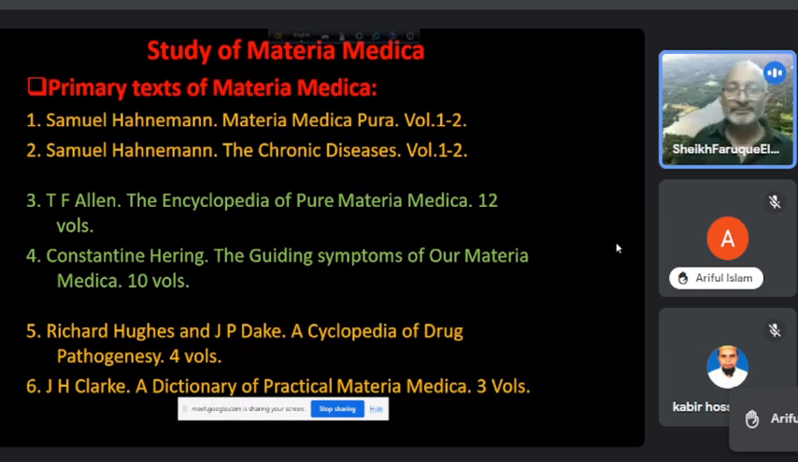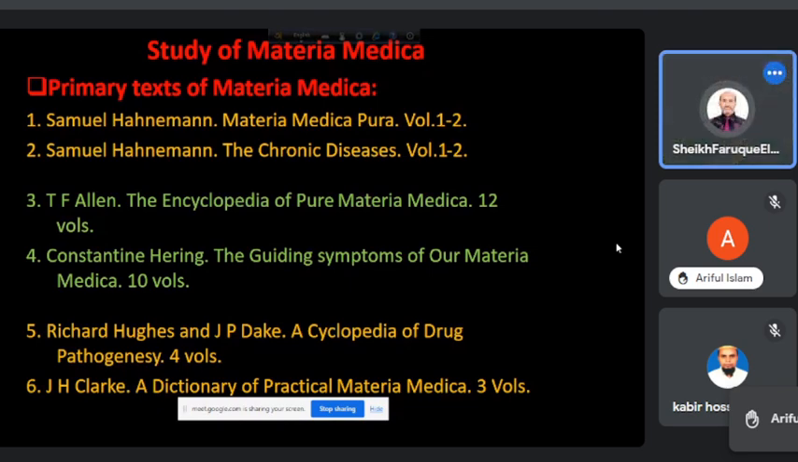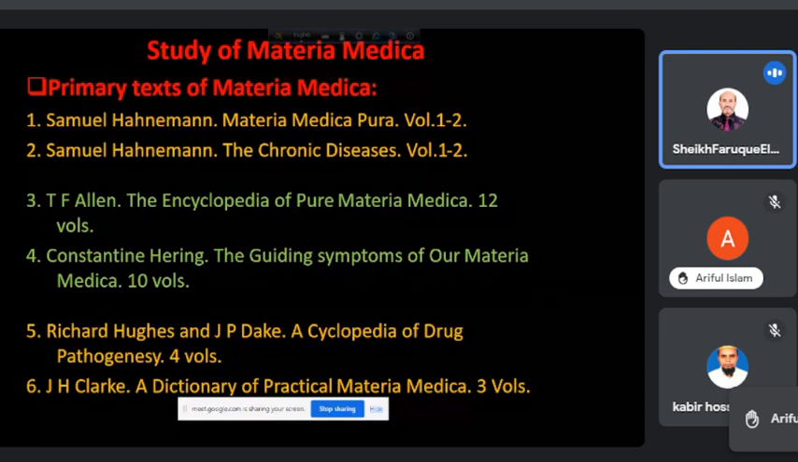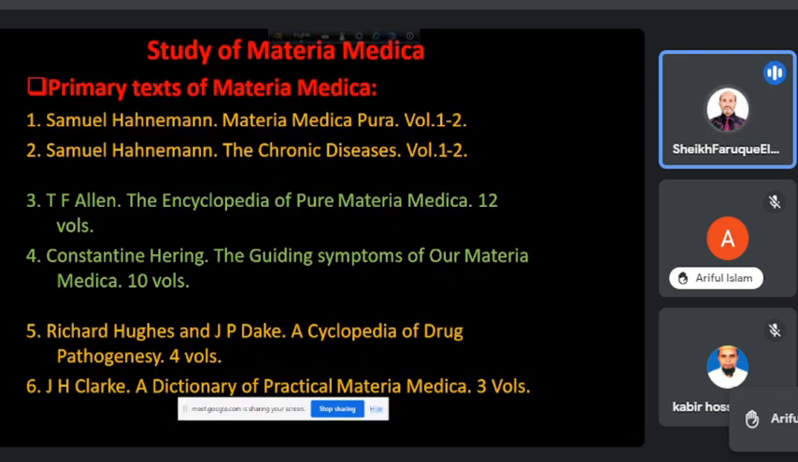So Dr. T.F. Allen compiled a very big encyclopedia of 12 volumes single-handedly, without the help of others. Big books he compiled from all sorts of provings. This is Dr. Allen's encyclopedia. Then fourth is Dr. Constantine Hering's Guiding Symptoms of Our Materia Medica, 10 volumes. But I tell you, Dr. Constantine Hering could have completed only 4 volumes of Guiding Symptoms during his lifetime.